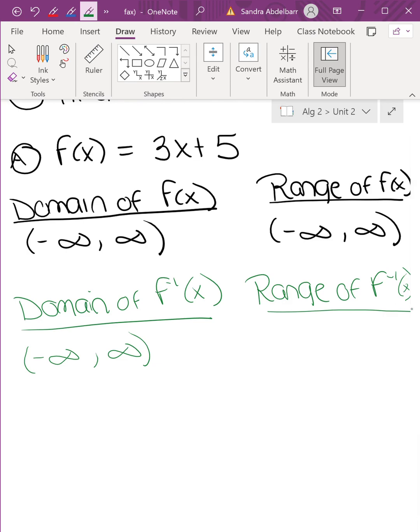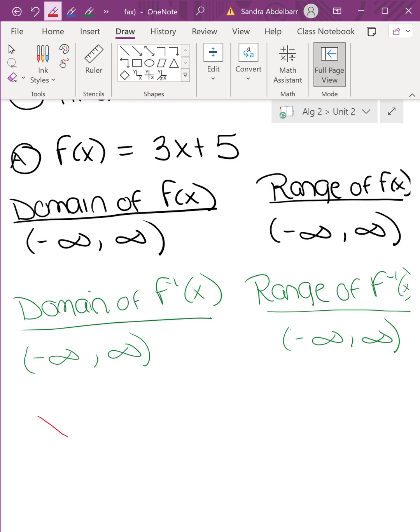Same thing. Okay, because remember, the domain of the inverse is the range of the original, and the range of the inverse is the domain of the original. In this scenario, is it changing anything for us? No. In certain scenarios, it will change things, which will completely alter how things look. Okay, so now let's go ahead and find the equation.